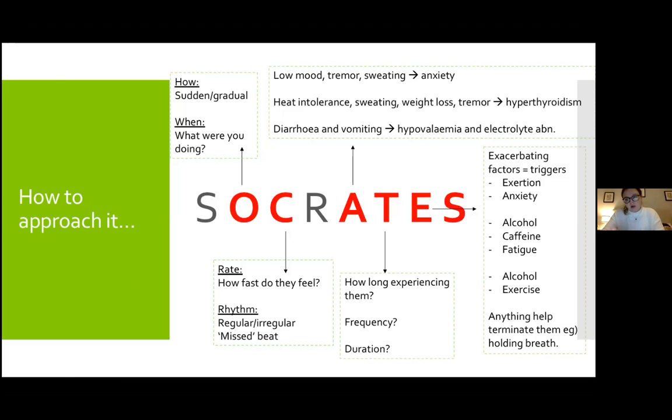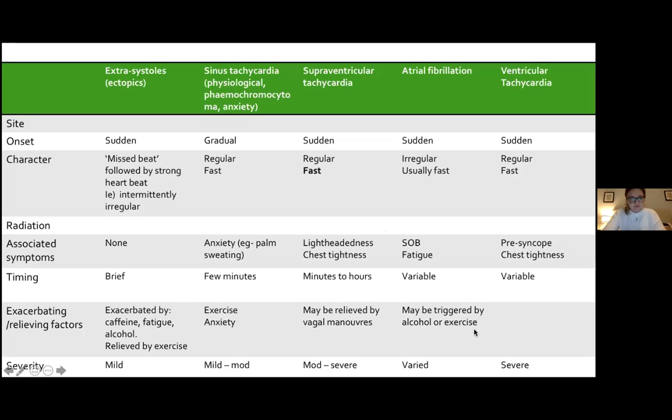Is it triggered by alcohol, caffeine or fatigue? It's really important you ask those because that can trigger your ectopics. And alcohol and exercise can also trigger AF. You can also ask them, did anything help terminate the palpitation? For example, people say they've held their breath and that helped stop it. That might show that it's an SVT because they're doing a bit of a Valsalva there.